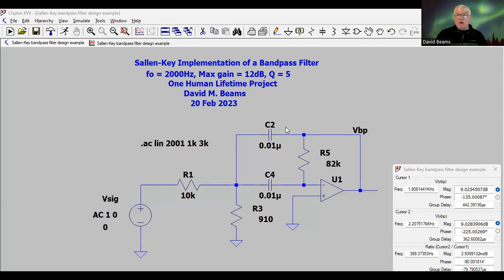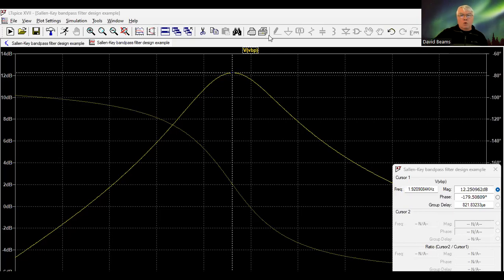Here is the filter redone with standard value resistors. I've changed 79.58K for R5 to 82K. 9.947K for R1 became 10K, and 865 ohms fell exactly between two standard values, 820 ohms and 910 ohms. So I chose 910. All right, now let's run this and see how it behaves. When I run the simulation, the filter with the standard value resistors, we see that the center frequency of the response shifts to 1920 hertz, off by 80 hertz. That's fairly significant. And the gain is 12.25 decibels, which is about 4.1, moderately higher than what we designed for.